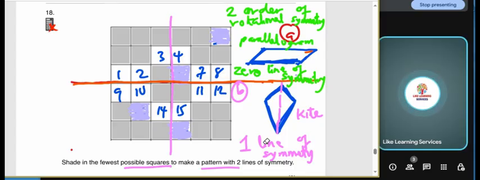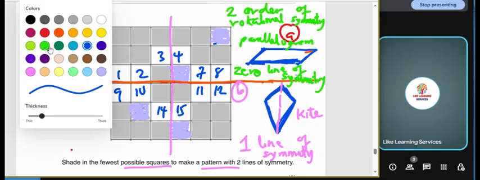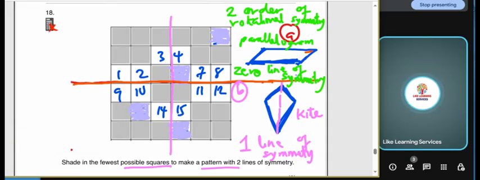I mean order of rotational symmetry. Speak up. Two. Two. And how many lines of symmetry? It has two order of rotational symmetry, but zero line of symmetry, because there's no way you can fold it and it will look the same way. It won't lap. If you fold it, the two ends will not lap. If you try it, you will see.